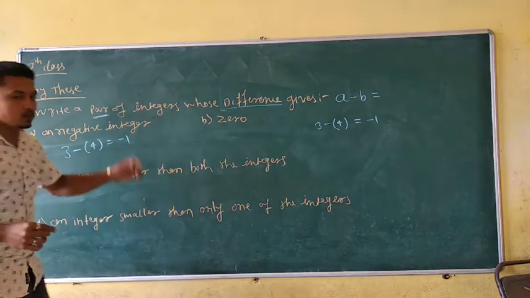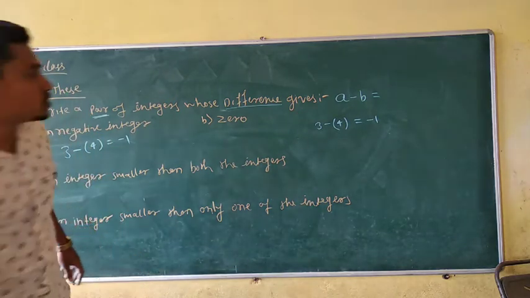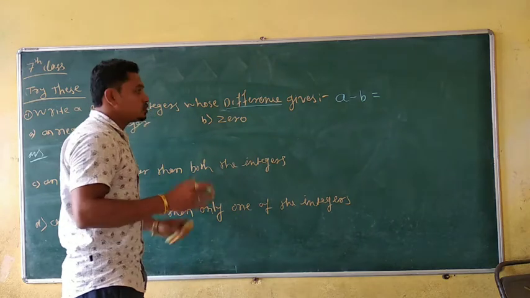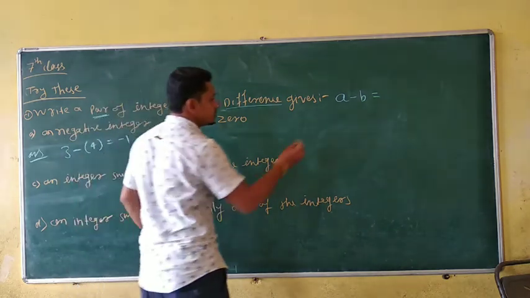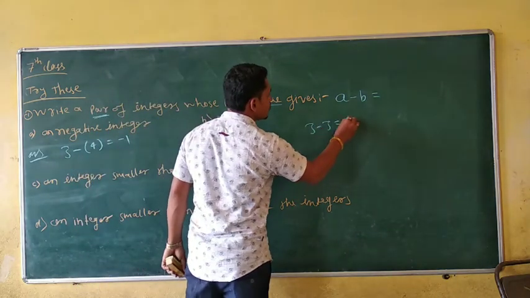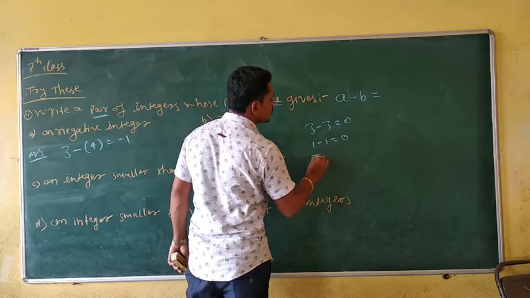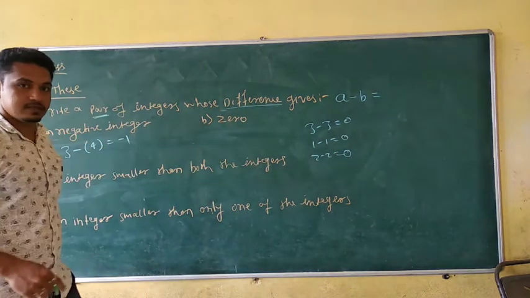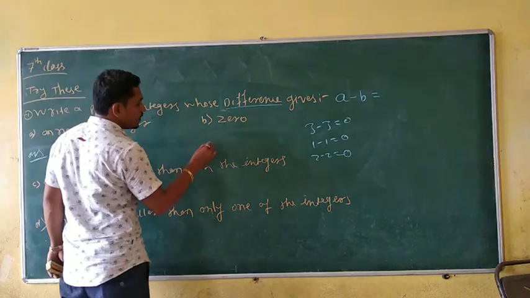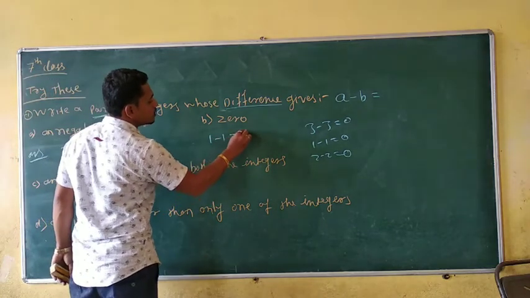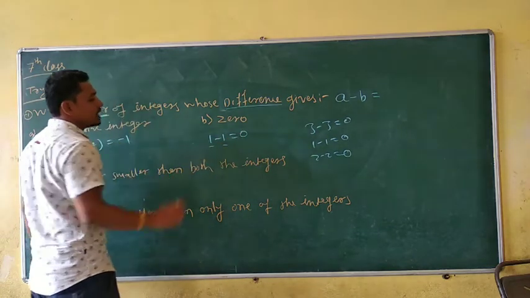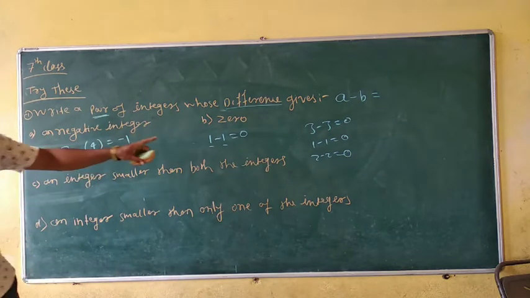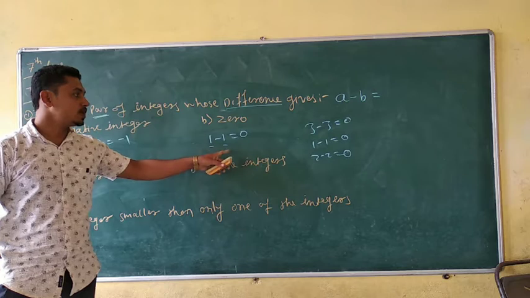Next, 0. Choose any two integers that are the same. Means 3 minus 3 is equal to 0, 1 minus 1 is equal to 0, 2 minus 2 is equal to 0. We can take any one of these pairs. Now I take 1 minus 1 is equal to 0. So 1 and 1 are the two integers, and the difference between the two integers gives 0.